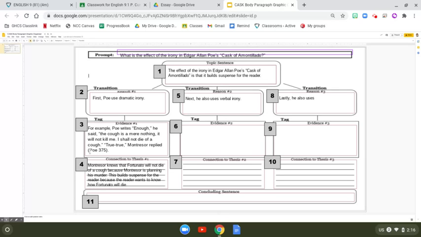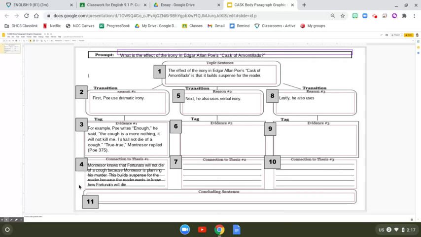And then notice we put the citation. The citation is the author's last name and the page number. Notice how the citation is in parentheses and there's a period after the citation. Also pay attention to the quote. See how the quote is in quotation marks, and the quote is introduced here. It says, "For example," and then Poe writes.